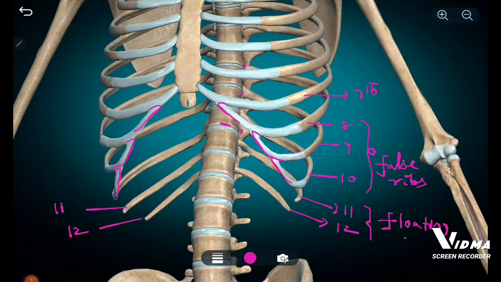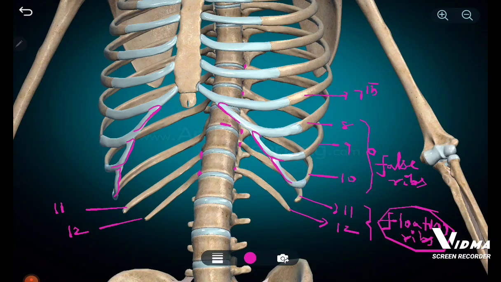Floating ribs are not articulated to the sternum on the ventral side, but are articulated to the vertebral column on the dorsal side. Dorsal side articulated to the vertebral column; ventral side not articulated, freely floating, so we call them floating ribs.